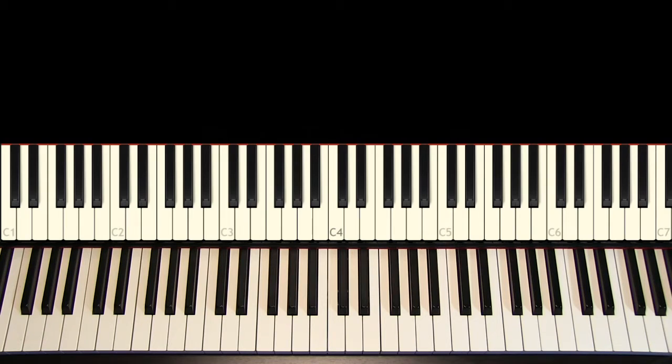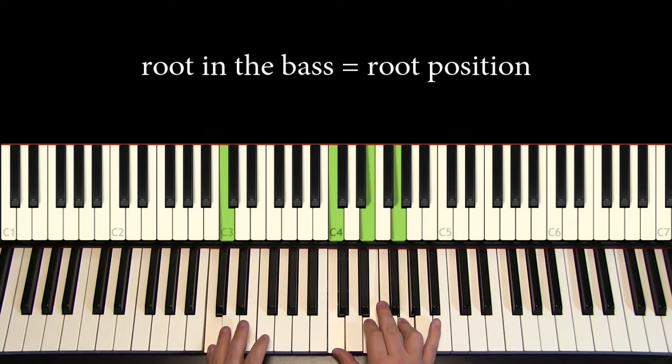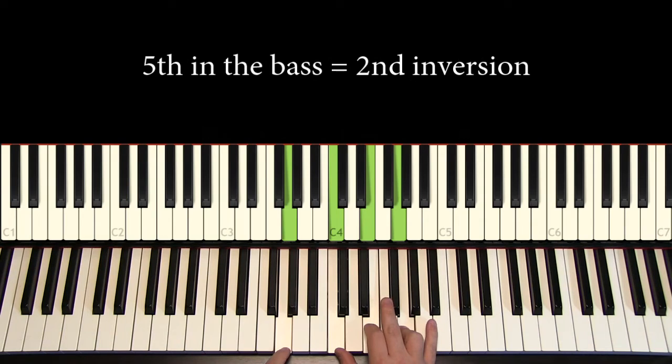So let's begin with a basic discussion of inversions. We played some inversions in one of the beginning videos, but I want to dig in a little deeper. So you've got a chord, a C chord with the root, the third, and the fifth. You want to ask the question, which member of the chord is in the bass? If the root of the chord is in the bass, then it's a root position chord. If the third of the chord is in the bass, it's a first inversion chord. If the fifth of the chord is in the bass, it's a second inversion chord.